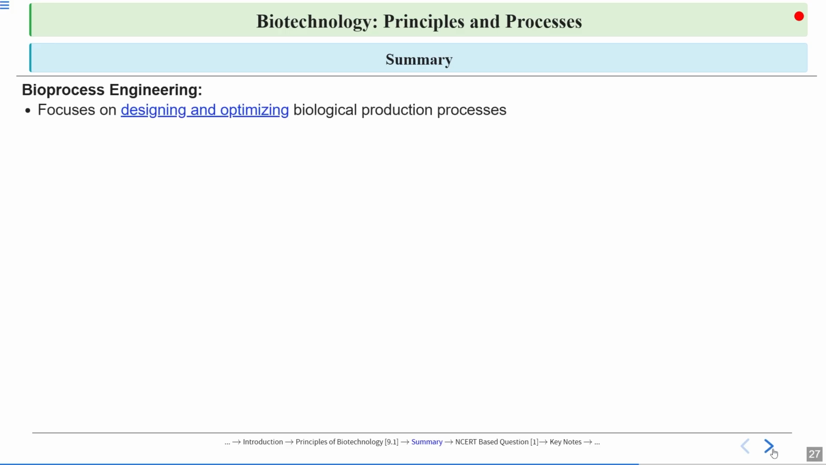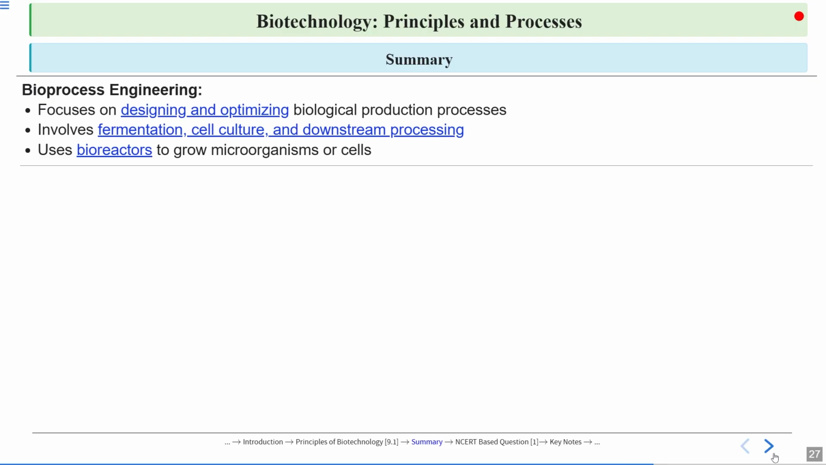For bioprocess engineering, we see that it primarily focuses on designing and optimizing biological production processes, involving fermentation, cell culture, and downstream processing. It uses bioreactors to grow microorganisms or cells.